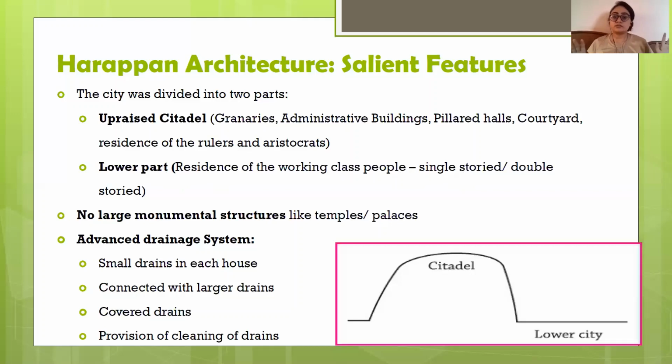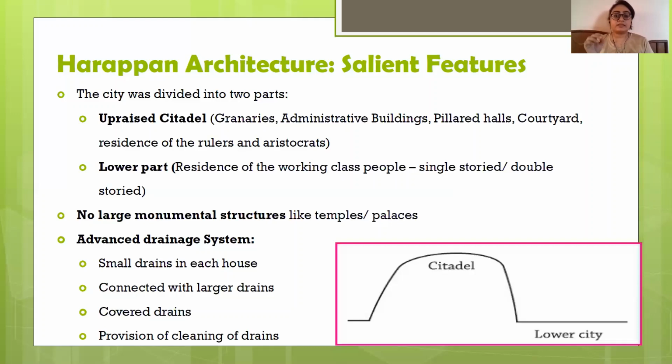No large monumental structures like temples or palaces have been found. Only simple structures were there, houses or public buildings. Temples were not there, which means community idol worship was not there in the time of the Harappan civilization. Then in Harappan architecture, you note the advanced drainage system.